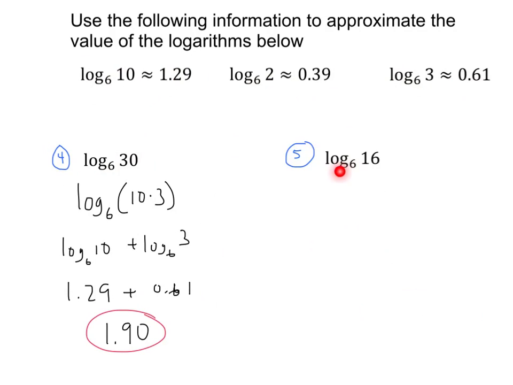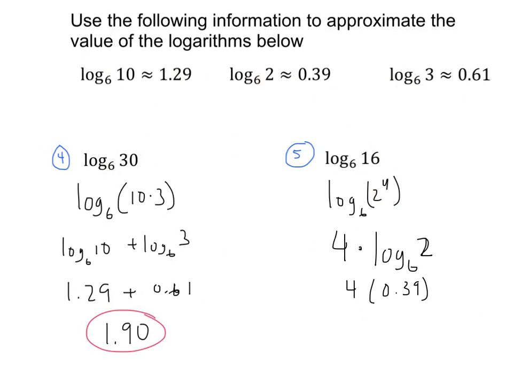Let's do this one, log base 6 of 16. I know 16 is related to 2. So I'm going to write this as log base 6 of 2 to the 4th power, because I know 2 to the 4th power is the same thing as 16. And so I can rewrite this, using the log property, as 4 times log base 6 of 2. And this tells me that log base 6 of 2 is about 0.39. So this is 4 times 0.39, and if I multiply that, that's 1.56.